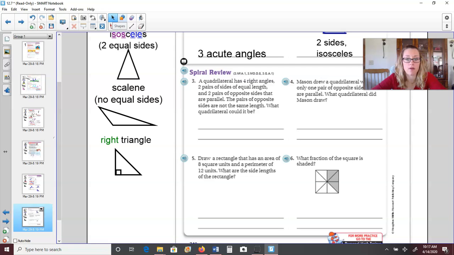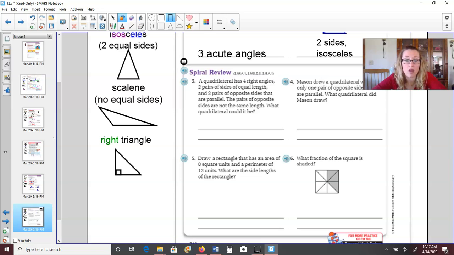The pairs of opposite sides are not the same length. What could this triangle or quadrilateral be? Okay, that is kind of confusing to me. So let's look at this again. It has 4 right angles. So a shape that has 4 right angles has to be a square or a rectangle. It has 2 pairs of sides of equal length. So 2 pairs of sides that are equal. It could still be a square or a rectangle, even though a square has all 4 equal sides.